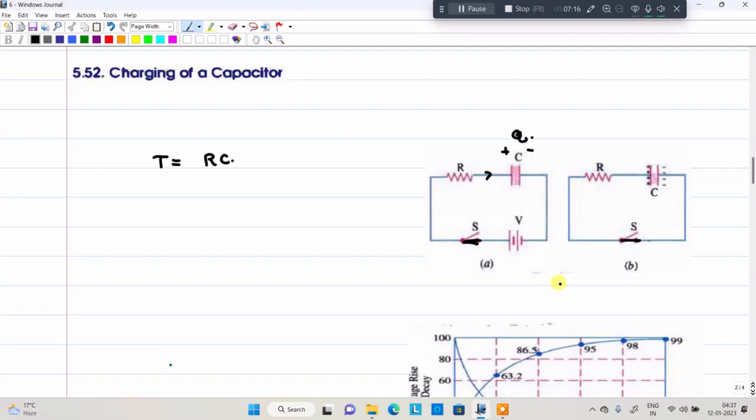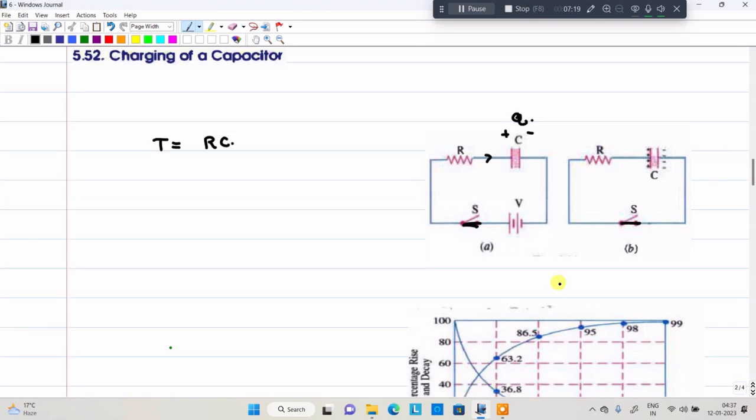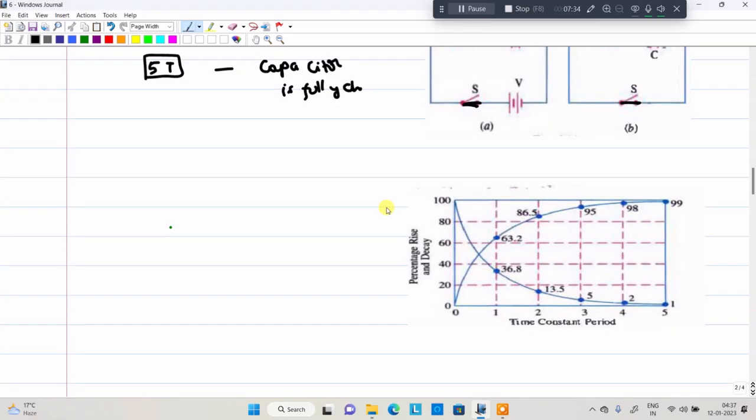Whenever it reaches 5 time constants, the capacitor is fully charged. So whenever the capacitor is fully charged, look at this particular graph. Initially it is 0. Whenever you give the power supply energy to the capacitor, the charge increases. Whenever it reaches 1 time constant, it reaches 63.2% of the full charge. 63% of the full charge.